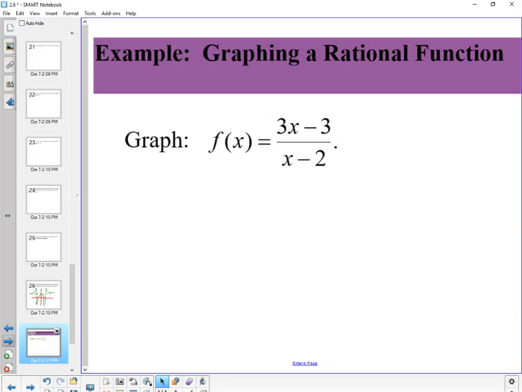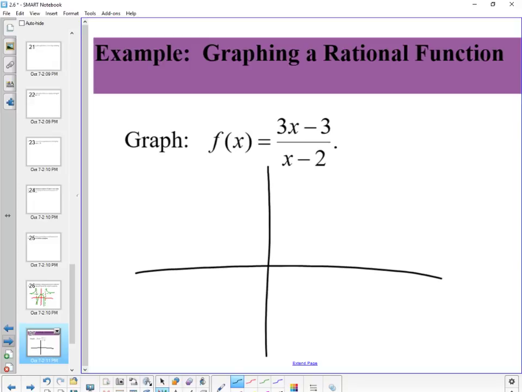All right, moving on. So let's start by graphing this thing. Do I have any vertical asymptotes? Yes, sir. Where? 2. Do I have any horizontal? It's just so many asymptotes in one lesson. 3. Where? 3.